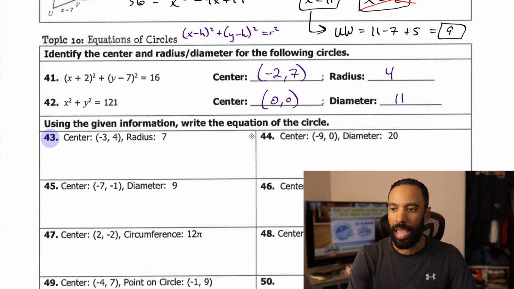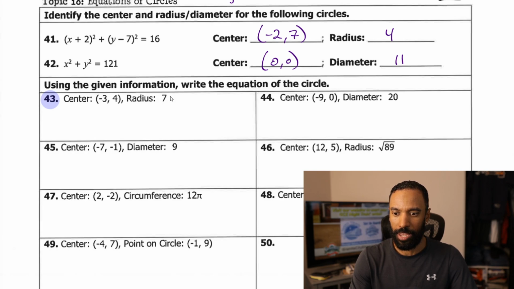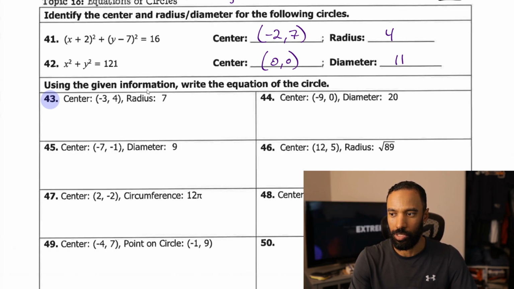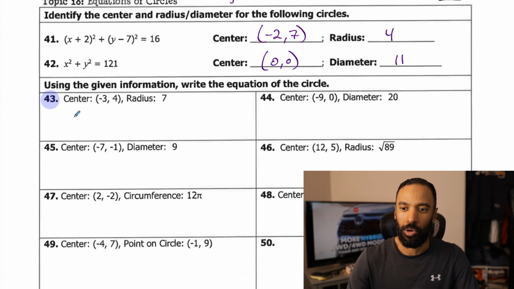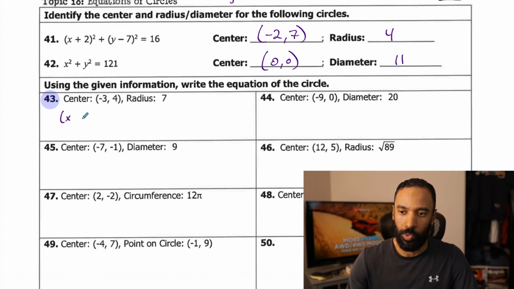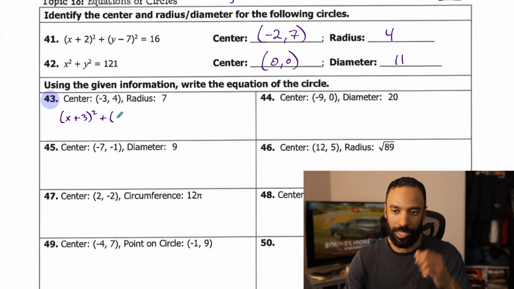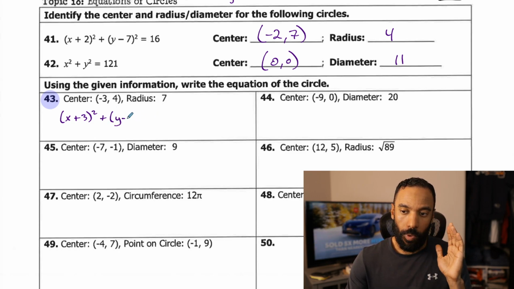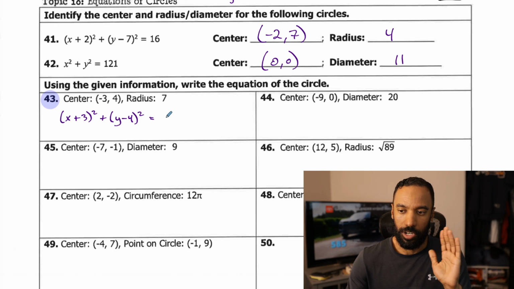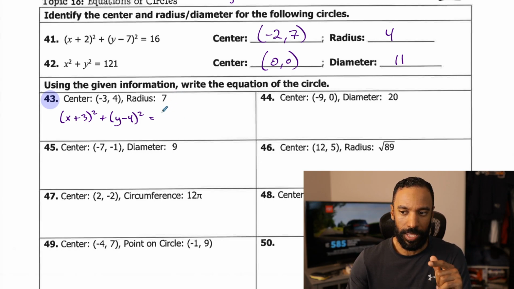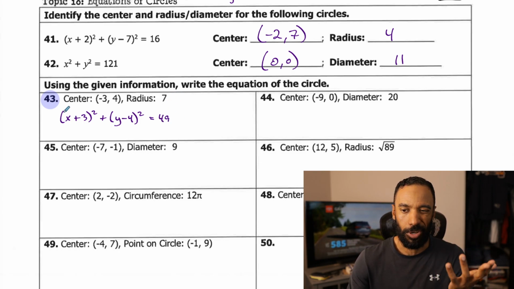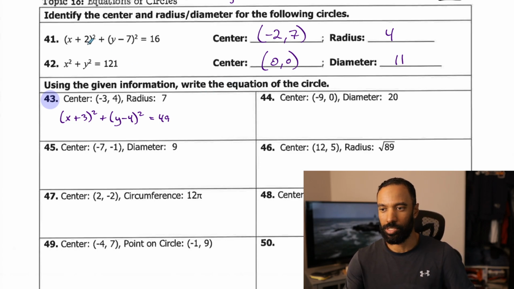Number 43, now we're going to write the equation of the circle given the information. All of these are center, well, the first one's center and radius. So this is an x minus h quantity squared, minus negative 3 is plus, that's always a plus, y minus 4 quantity squared equals r squared. 7 squared is 49. I'm going again as pace allows me to.